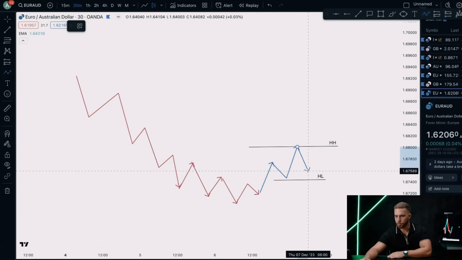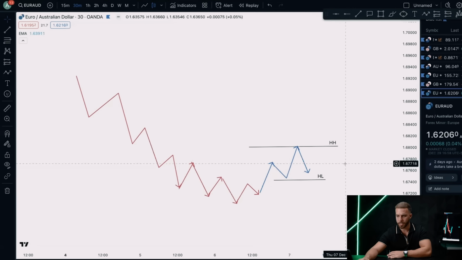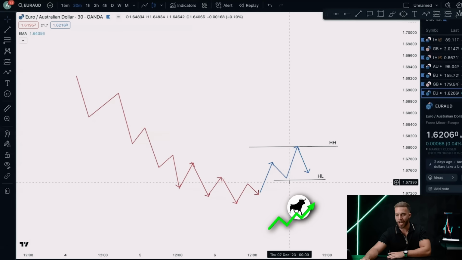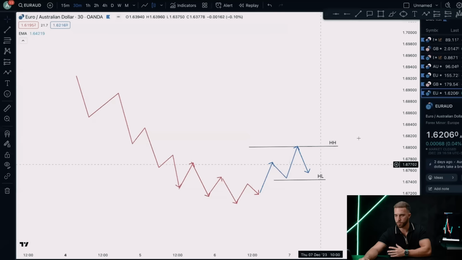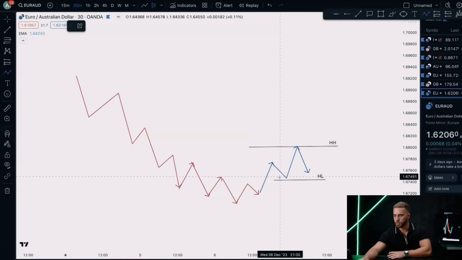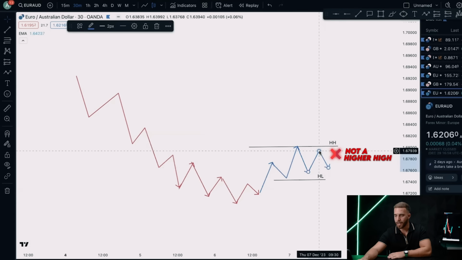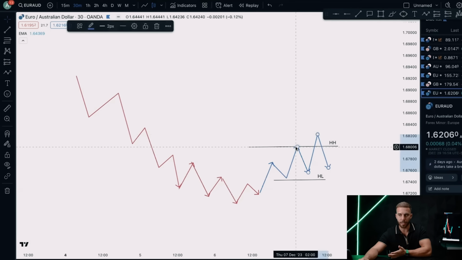But if the market has a pullback to about right here, as of right now, this is still bullish because we still haven't body closed under this structure point. So we're still bullish. So we continue the trend going to the upside. Even if we do something like this, this is not a higher high because we haven't created a high above the last high. So it's impossible for it to be a higher high. It literally hasn't gone higher than that last high.